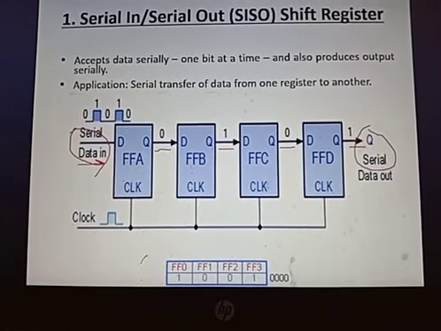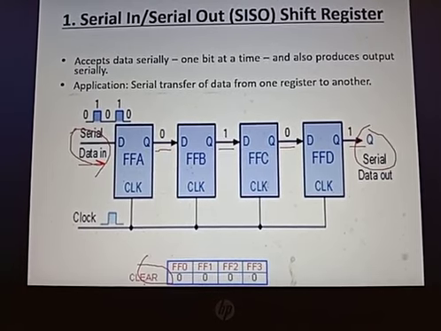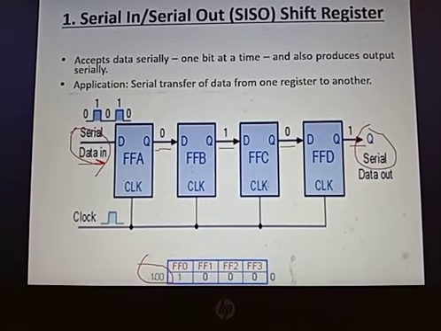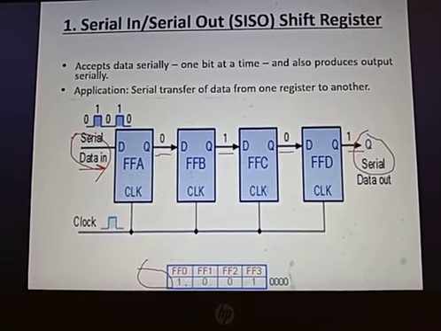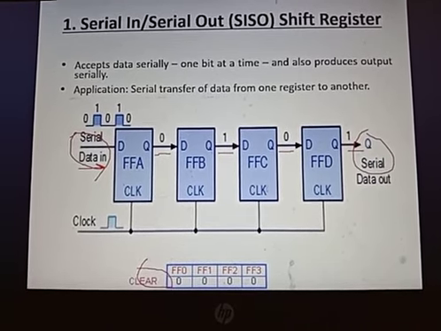Now just look here. When it is in the clear state, 1001 is the input, and that 1001 moves in step by step. Look at this operation.